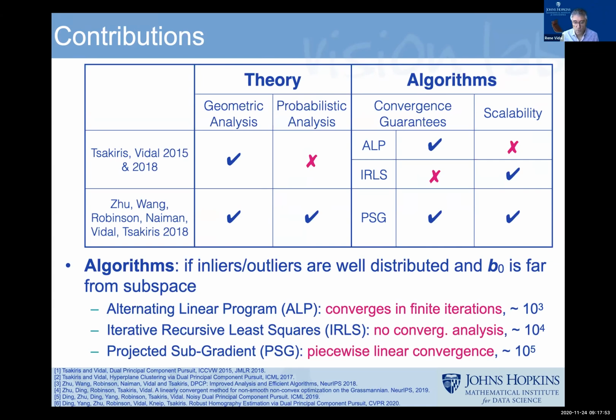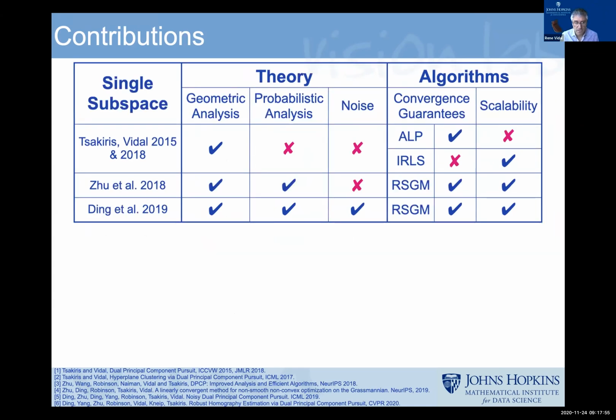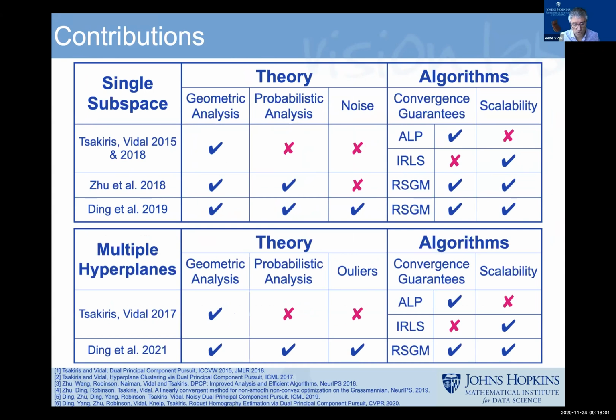Everything I've said so far is primarily focused on hyperplanes, but we've actually extended the theory beyond just hyperplanes, and I'm not going to talk about it today. So one extension is, what if you have subspaces of higher codimension? And everything I said has pretty much been extended. The other one is, what if you want to do subspace clustering as well as subspace estimation? And we also have been able to show that this Riemannian subgradient method has geometric guarantees, probabilistic guarantees, it can handle noise, and the algorithms are provably convergent and scalable.